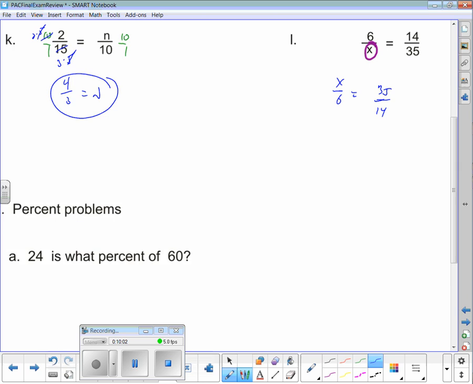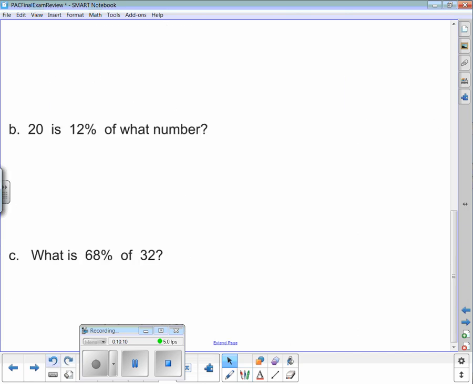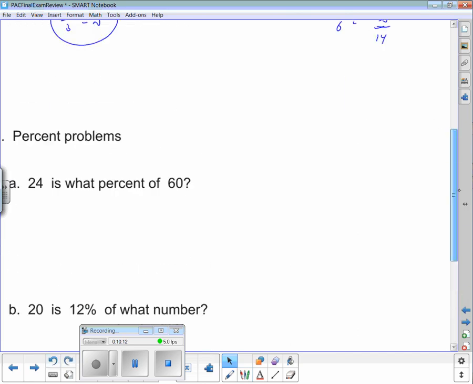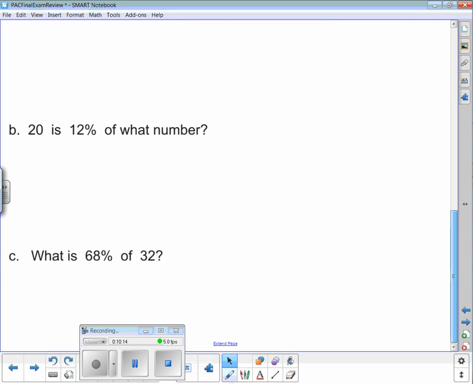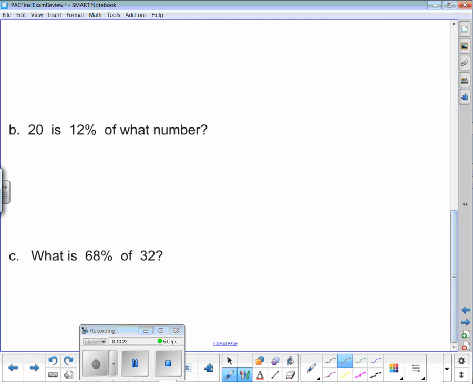Okay, 35 over 14, you can flip it. So that's one of the ways to approach it. Now the variable's in the top. Whoa. Now the variable's in the top, and that's pretty easy to solve. So if I were here, then I would multiply both sides by 6 over 1. And I'd get ready to finish this thing off.